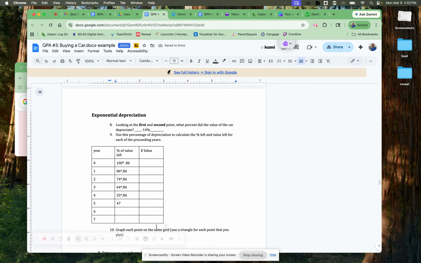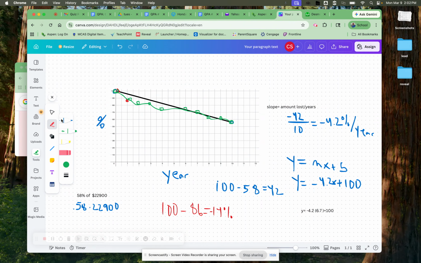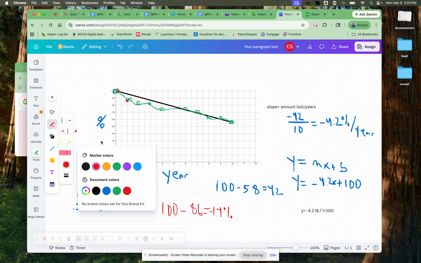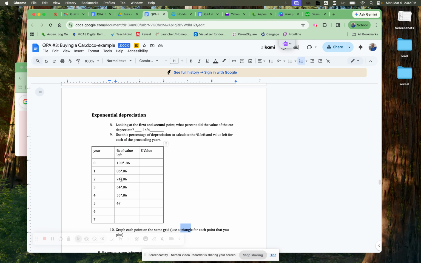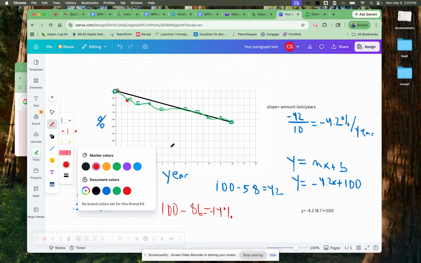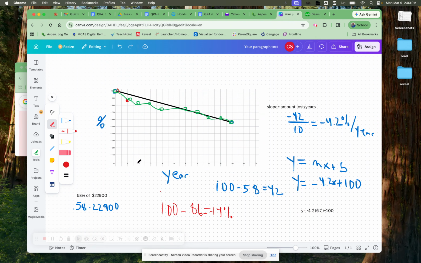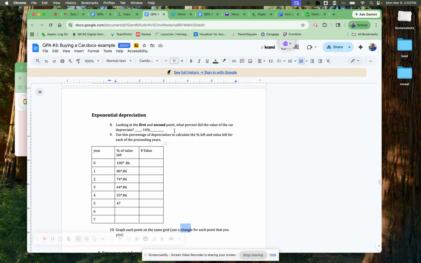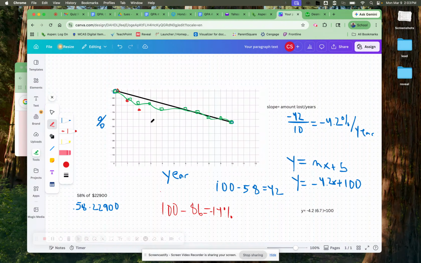You're going to graph these points using a triangle. So I'm going to go back to my graph. So if 1 year is 86, I've already done my triangle. I'm going to go back to my red triangle. And then the second year is going to be 74%. I'm going to put a triangle. My third year is going to be 64%. Which would be actually a triangle. It's a terrible triangle.